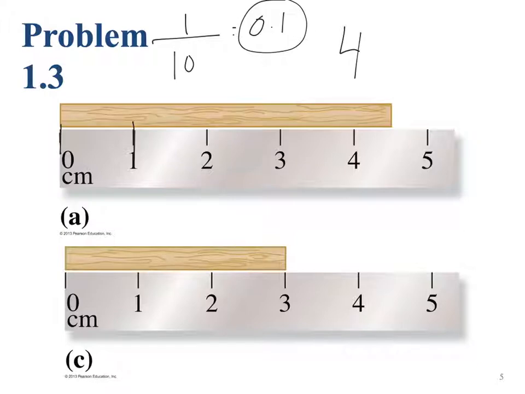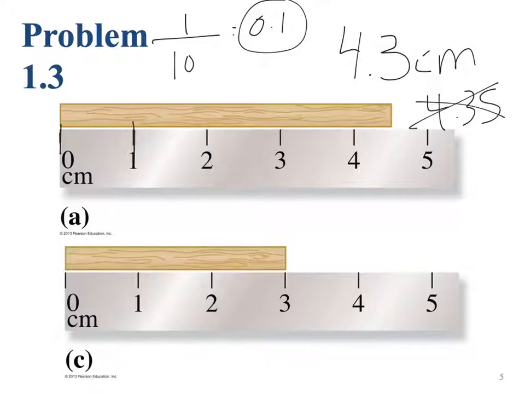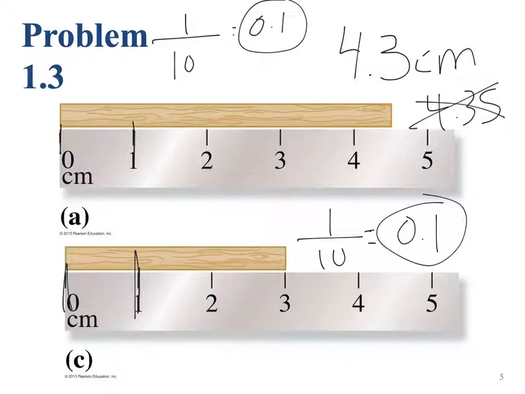So for example, this piece of wood will be 4.3 centimeters. It's okay if somebody says 4.4. It's okay if somebody says 4.5. What is not okay is someone saying 4.35, because that means that we had a different ruler. In this case, again, the smallest mark that we see is 1. We divide that by 10, that gives us 0.1. Now, our reading is going to have only one decimal place. So, this piece of wood is 3.0 centimeters.